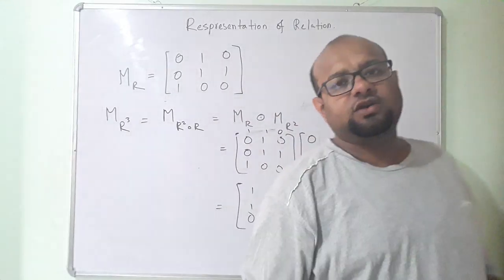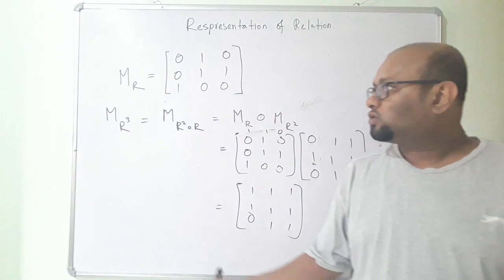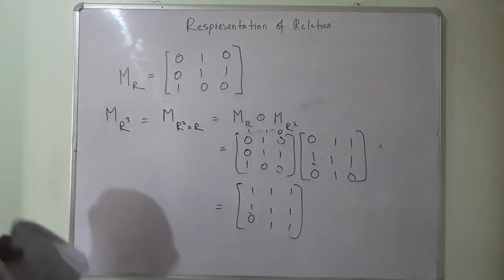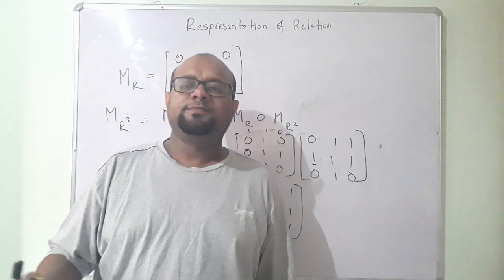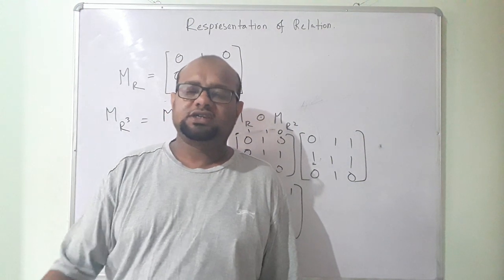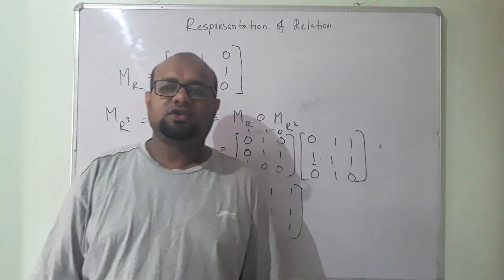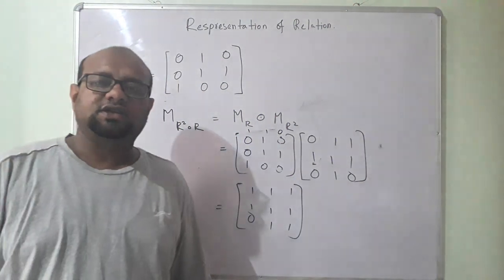So in this way we can go ahead and find R4, R5 and so on. Okay, so this was your matrix representation of relation. Okay, and then we learn how to do this operation union, and then we learn how to do intersection, and then this composition. Alright, composition of relation using this representation.